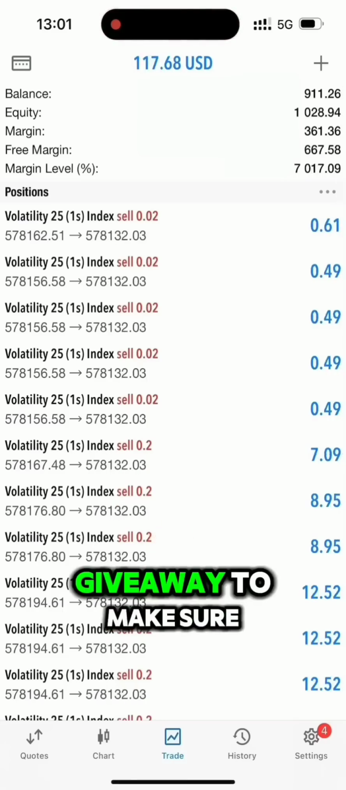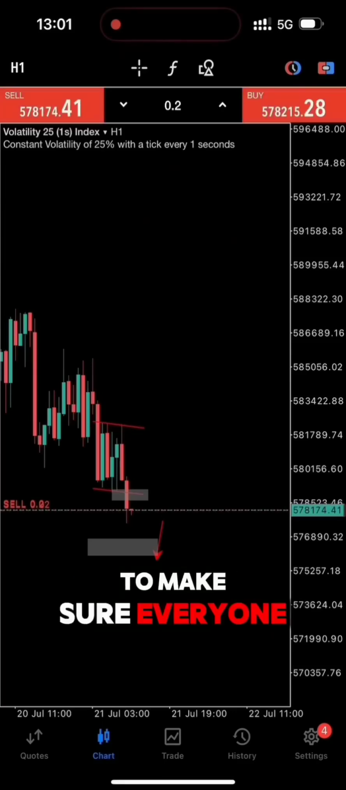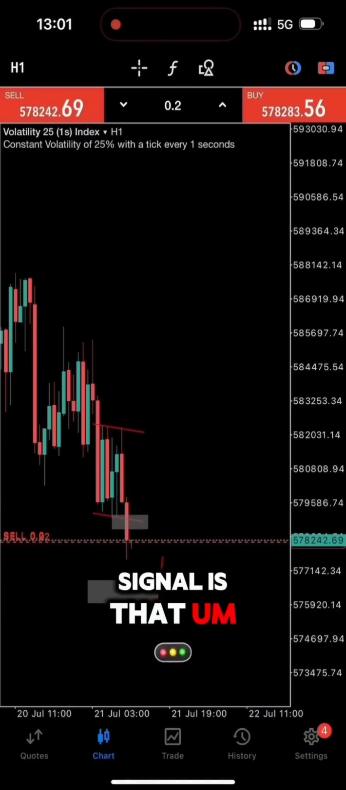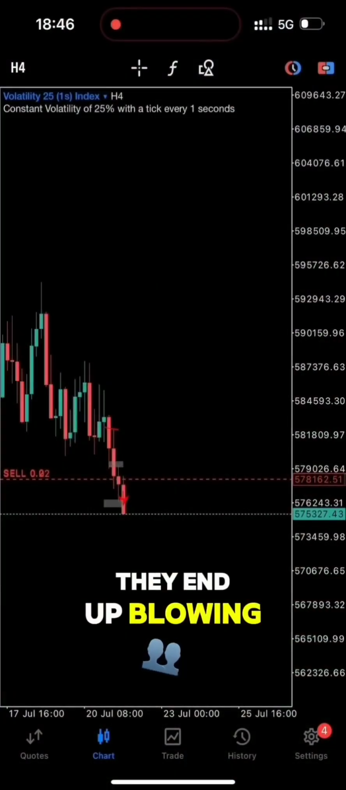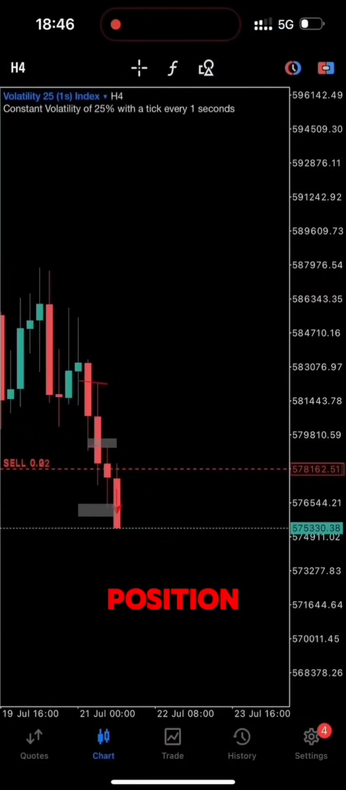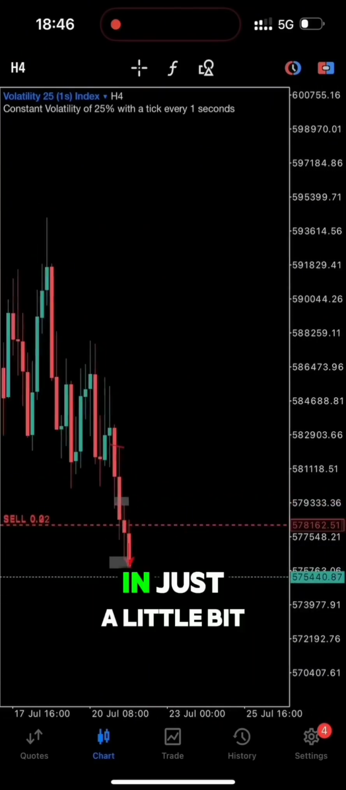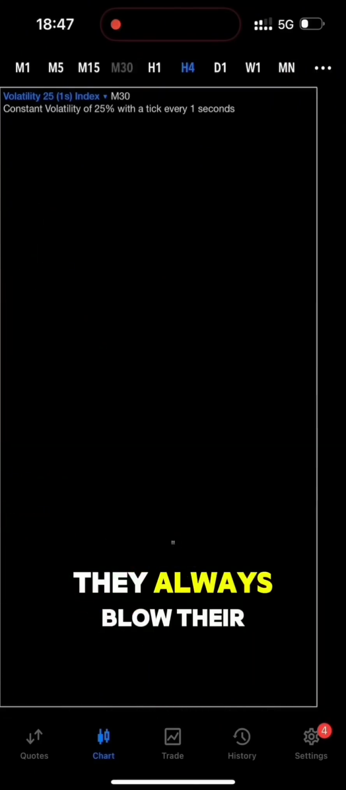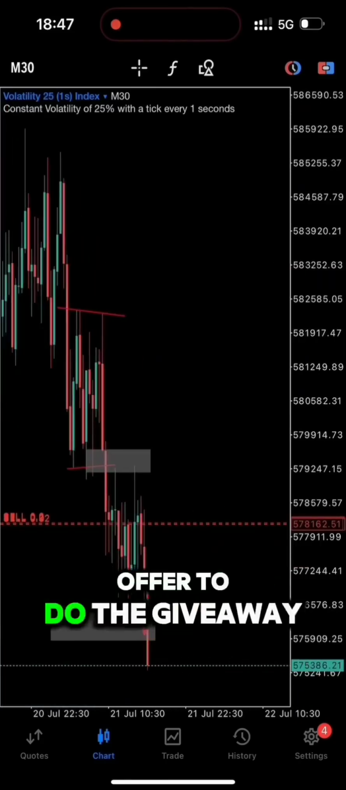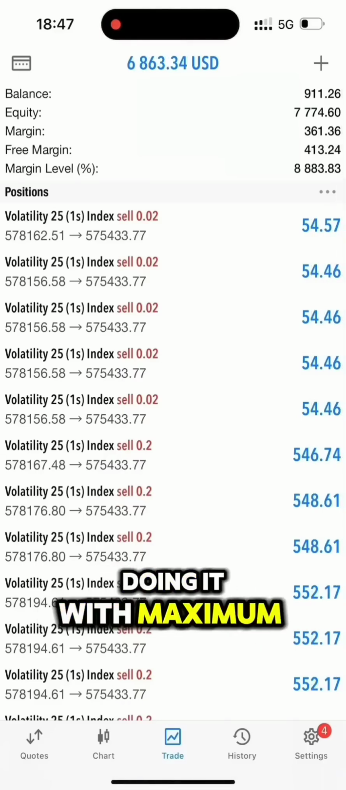Why do we do this giveaway? To make sure everyone is profitable, right? The reason why I don't give most signals is that a lot of people with small accounts end up blowing them because they don't know risk management. Upon putting the position, most people always go full margin because they trust. They go full margin, and just a little bit of movement, they blow their account, and I don't want people to do that. This is why I offer to do the giveaway, because it will be me and I'll be doing it with the maximum precision.